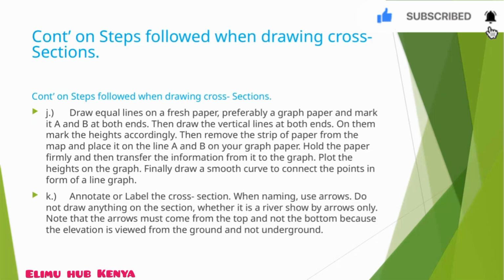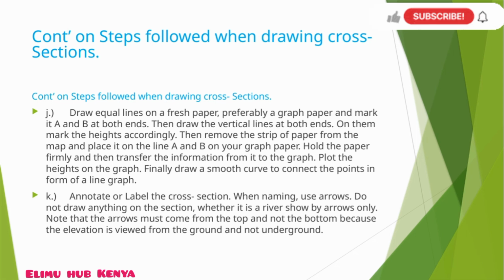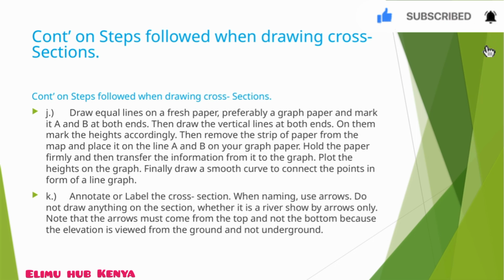Let's continue with the steps for drawing cross-sections. First, draw equal lines on fresh paper. Graph paper works best. Label the ends A and B, then add vertical lines at both ends, marking the heights. Next, carefully transfer this strip from your map onto the graph paper. Aligning A and B, hold it steady and plot the heights. Connect these points with a smooth curve, creating a clear line graph. Finally, label your cross-section with arrows, always pointing down from the top, never from below, to show features like rivers without cluttering the drawing.